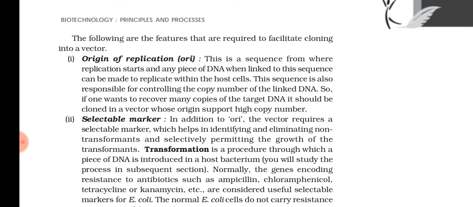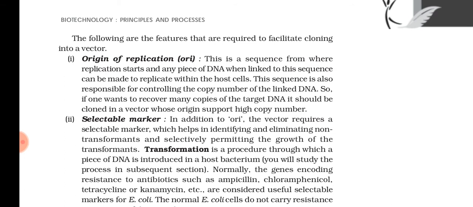What are the features of a good vector? Okay, so first is origin of replication. We have studied that, isn't it? If a foreign gene is linked to a DNA which is having origin of replication, then only that gene can be multiplied. So the origin of replication is a very important feature of a vector. If it is there, then only the gene gets multiplied.